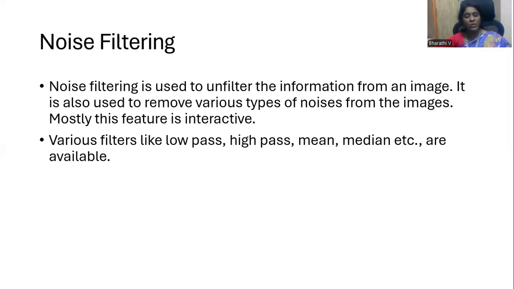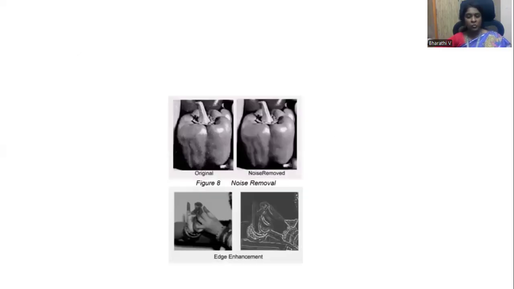The second one is noise filtering, where noise filtering is used to filter unwanted information from the images. It is used to remove various types of noises. For example, noise also determines the characteristics of an image, the sharpness, the blur, and of course the color. All those things come under noise filtering. We have various filters like low pass, high pass, mean, and median. A sample picture has been shown, the original picture and the picture after noise removal, showing how the clarity is provided.